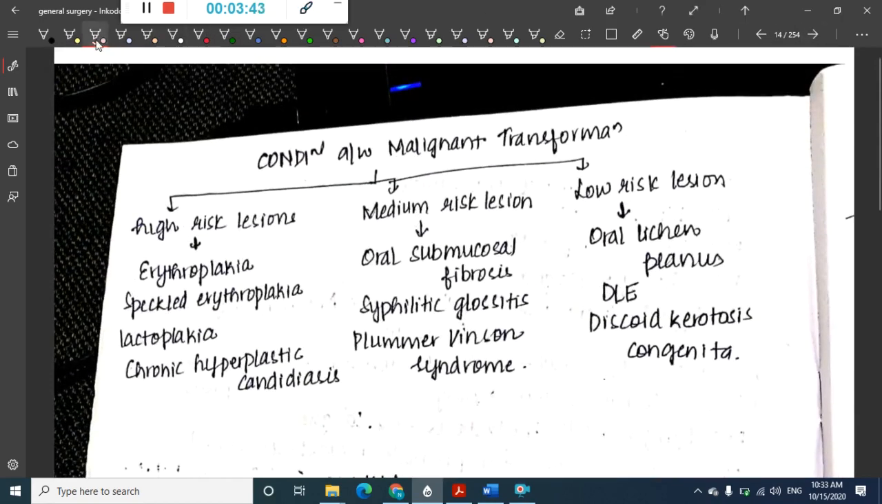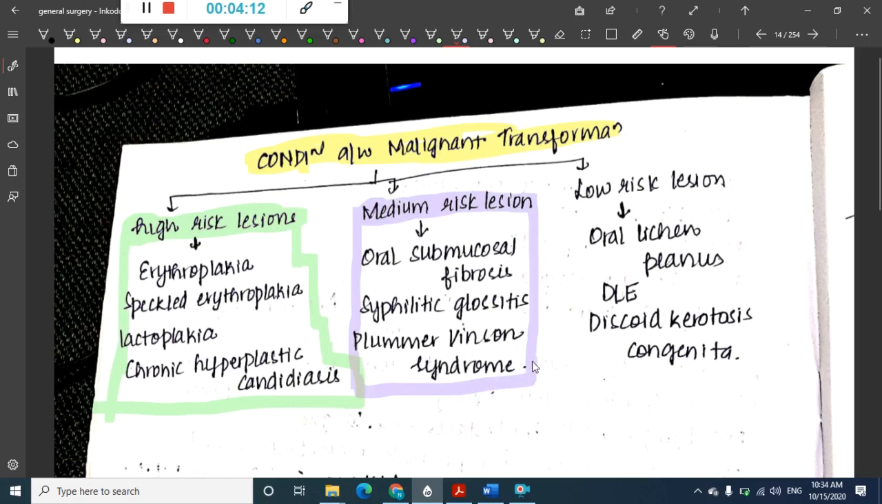Then what are the conditions associated with malignant transformation? These are important. There are three types of lesions. The high risk lesions include erythroplakia, speckled erythroplakia, leukoplakia and chronic hyperplastic candidiasis. Medium risk lesions include submucosal fibrosis, syphilitic glossitis and Plummer-Vinson syndrome.